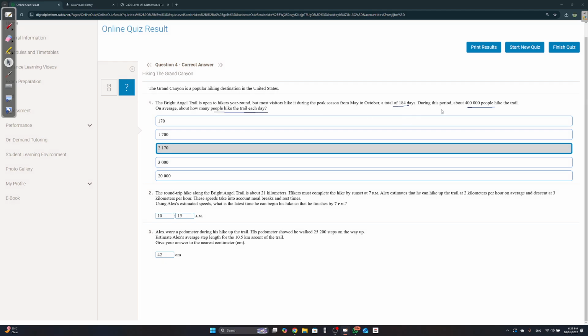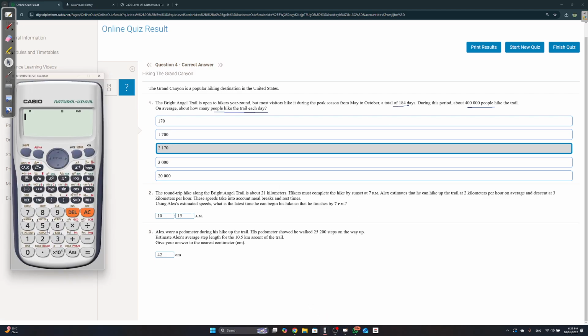Okay, wow. If it's 400,000 people across 184 days, I think, if you divide by the number of days, then you can get the average of how many people come and hike here. So you're going to get 2,170.